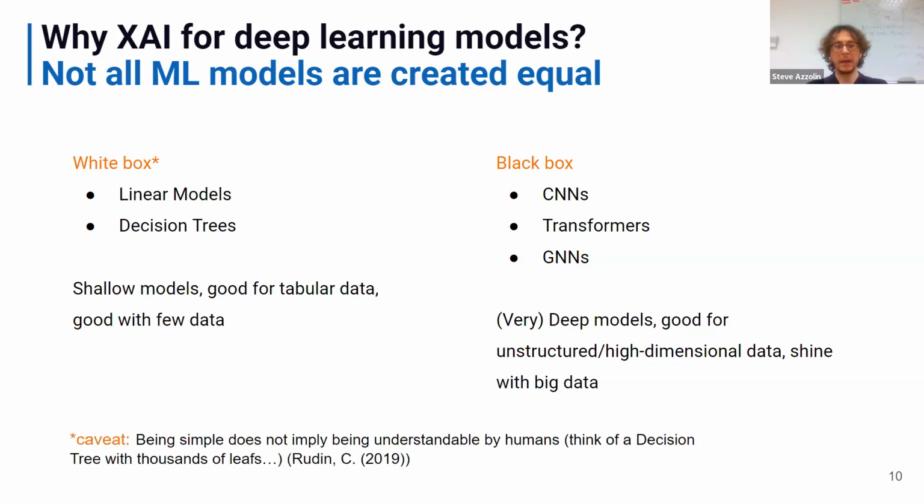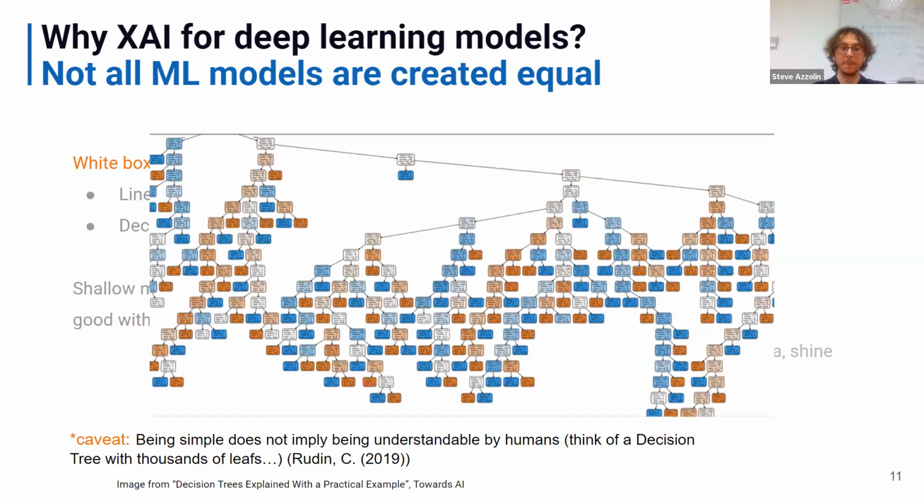However, I would like to make a small caveat about white box models, in the sense that being simple does not necessarily always imply being understandable by humans. Because in the previous example of our simple logistic regression, if we had like 1,000 features, then we would still struggle in understanding 1,000 parameters, right? And the same for decision trees. So if I give you this decision tree and I ask you to explain me a certain prediction, you will have a hard time navigating yourself across this maze. So being simple is not a panacea, or it's not bulletproof, I would say.